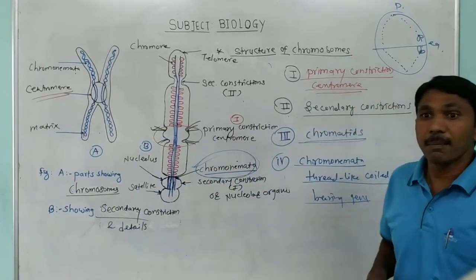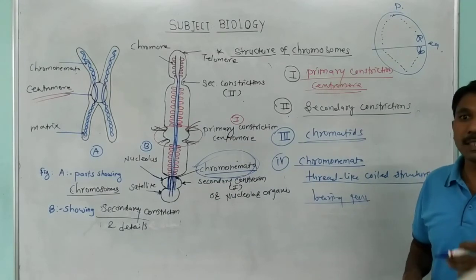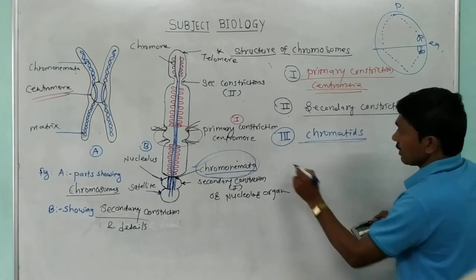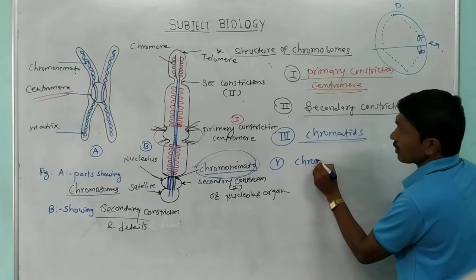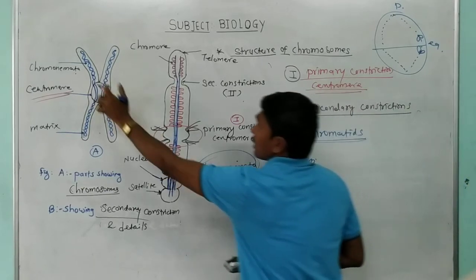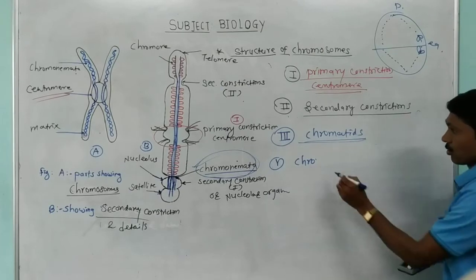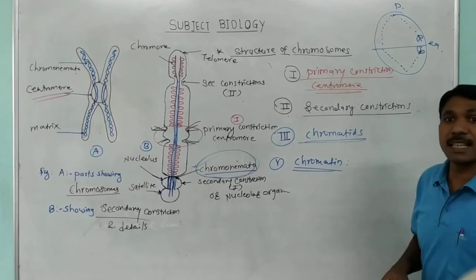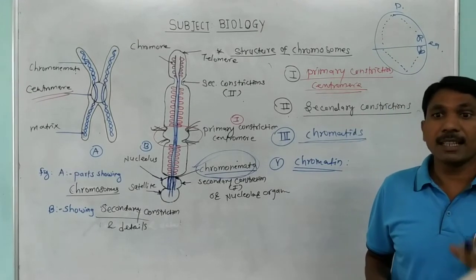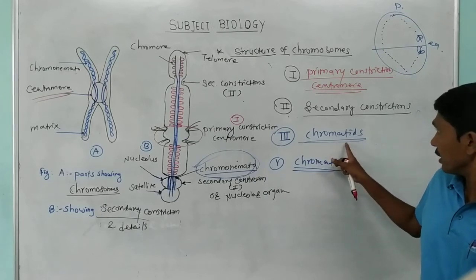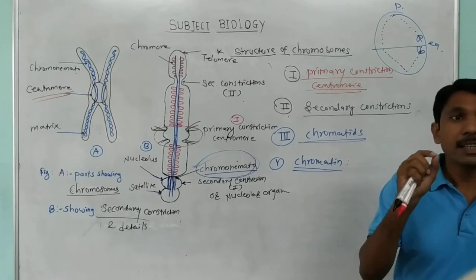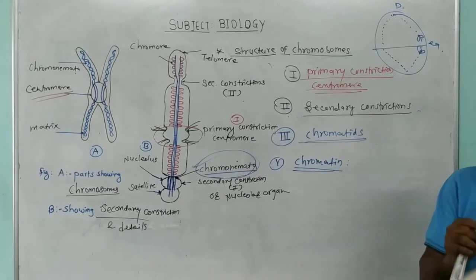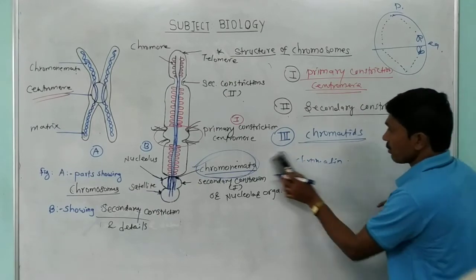Then fifth one is chromatin. Here I will write that fifth one is chromatin. Chromonemata we are also seeing in this region. In this chromatin, like the chromatids, they are also made up of DNA, RNA and protein. Okay. Then go to the sixth point.